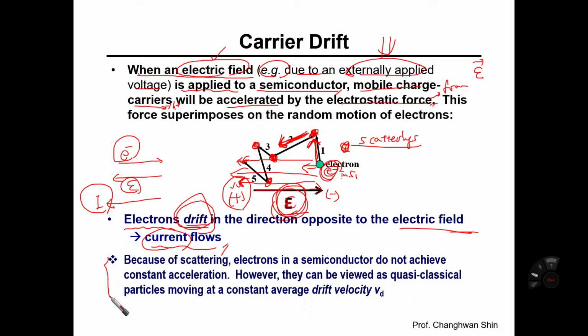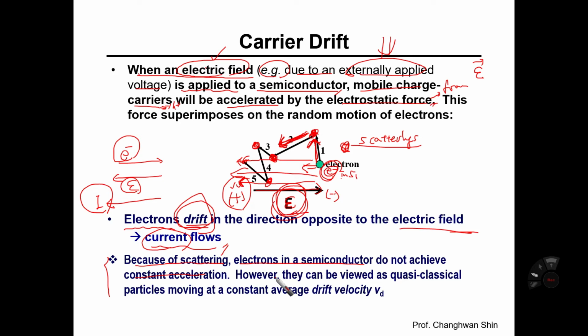All right. The last paragraph said that because of scatterings, three different scatterings, electrons in a semiconductor do not achieve constant acceleration. That's true, right? It would prefer to pursue a constant acceleration. That would happen if there were no scattering. However, in reality, there are tons of scattering events while the electron is moving in a semiconductor. So because of many scattering events, a constant acceleration cannot be achieved by electrons, okay?